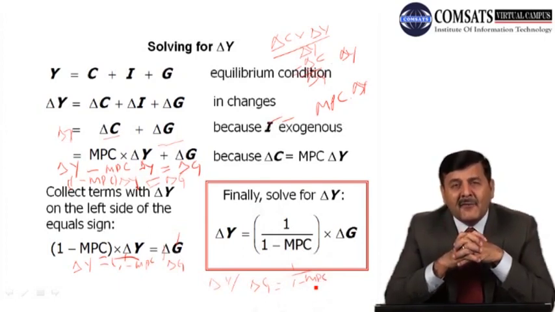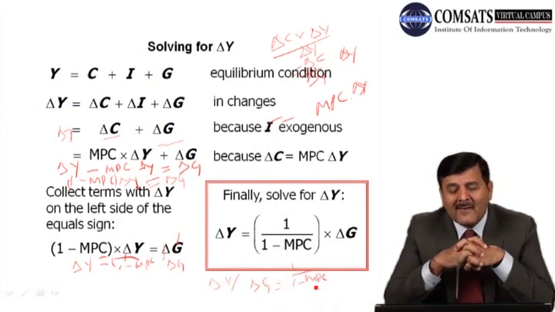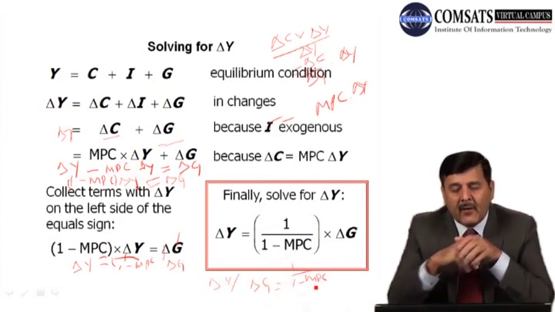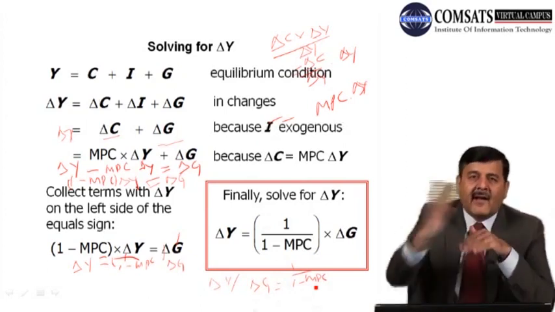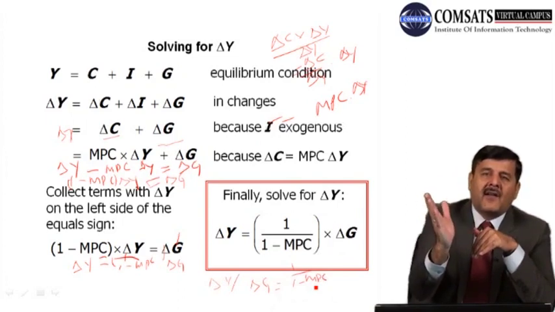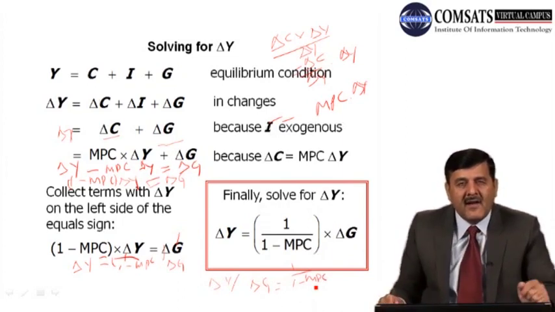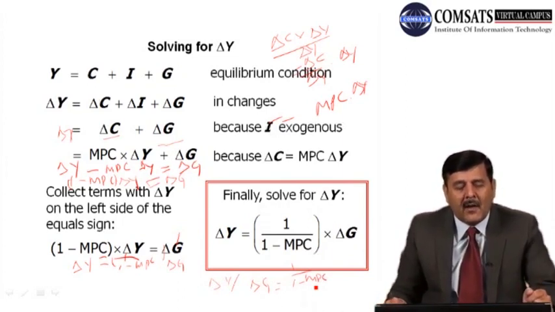Now if we multiply the first term delta C with delta Y and divide by delta Y, we come up with delta C is equal to MPC into delta Y. Now if we substitute this value of delta C here, we get delta Y is equal to MPC into delta Y plus delta G. Now just rearrange and collect the terms of delta Y on the left side of the equation. So we are left with delta Y minus MPC into delta Y is equal to delta G.